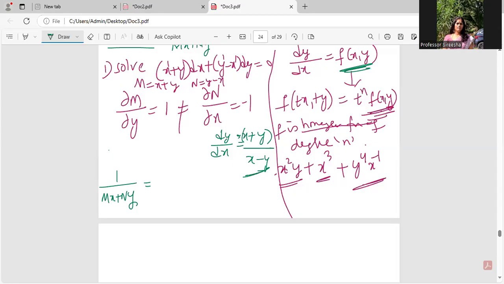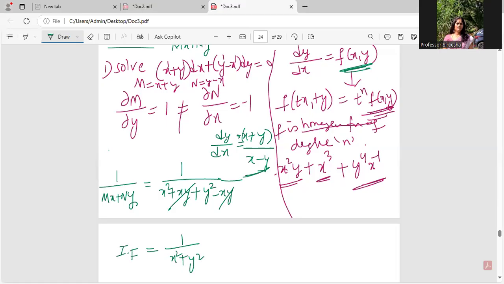That's the criteria. What's mx plus ny? M is x plus y, so x squared plus xy is mx, and y squared minus xy is ny. Okay, xy and xy go off. I'll be left with 1 by x squared plus y squared as the integrating factor.